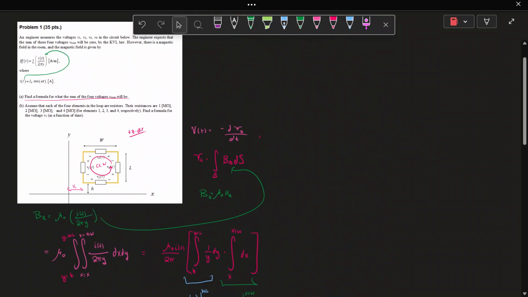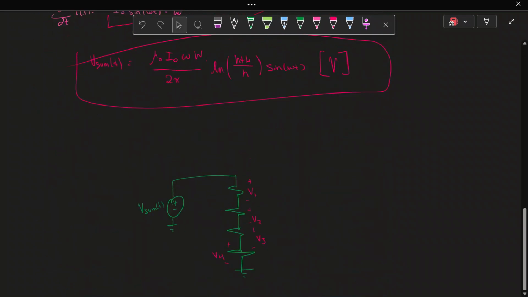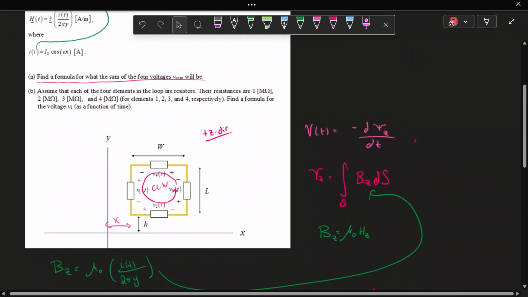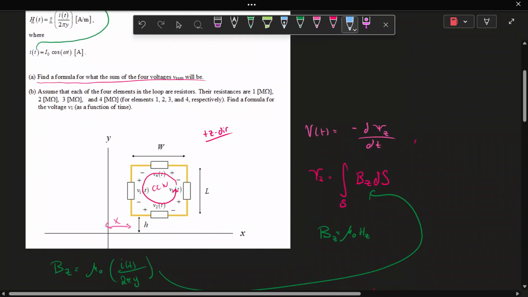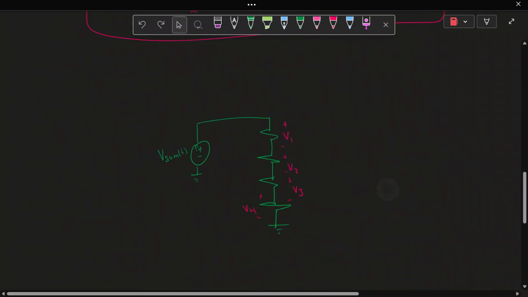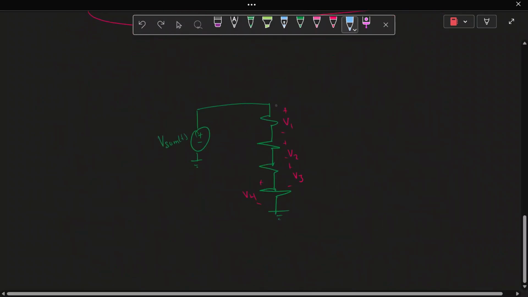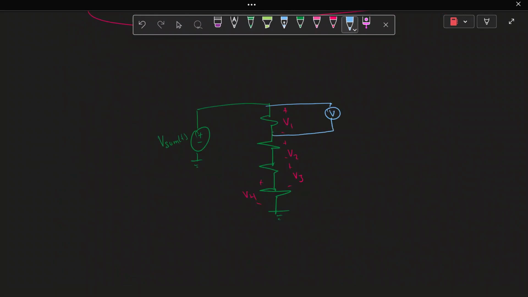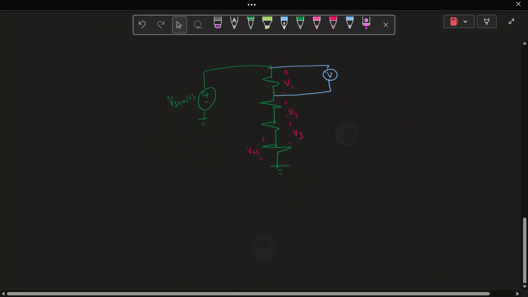They all have the same voltage drops. If what I'm looking at is the polarities, we're going in a clockwise direction, so they're all voltage drops going from positive to negative, positive to negative, positive to negative, and positive to negative. So they all have the same polarity. We can leave it like this, but we're only looking for the voltage across this V1. So we place a voltmeter across it.